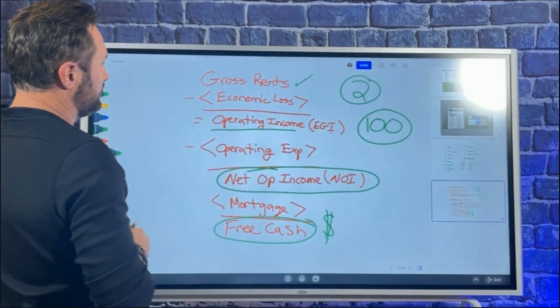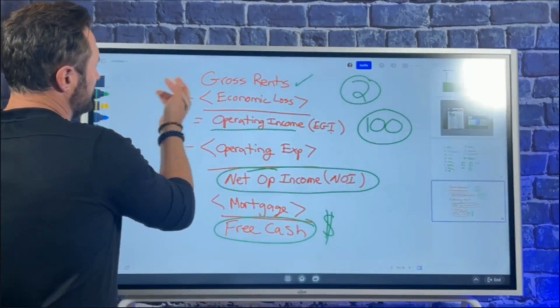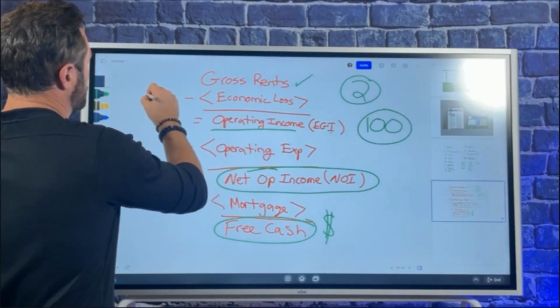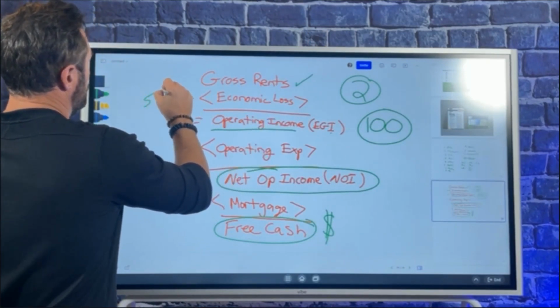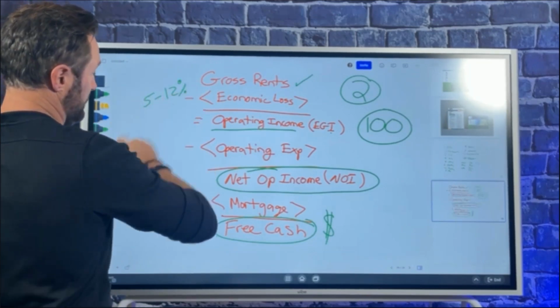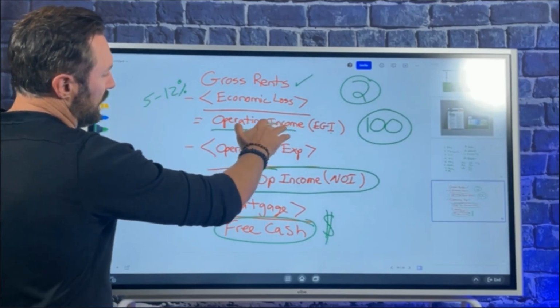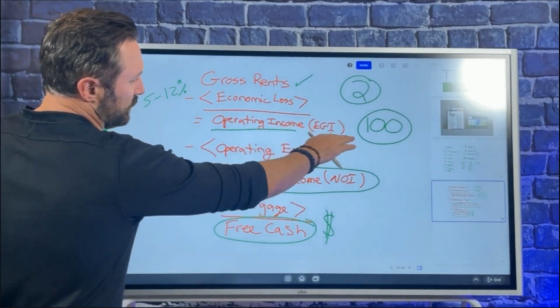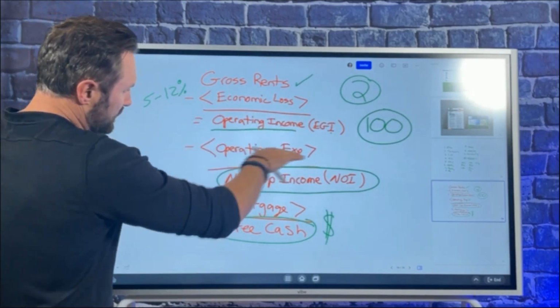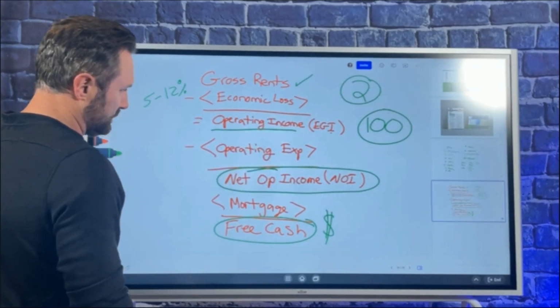That's economic loss. Typically, depending on your market, total economic loss is going to be anywhere between 5 to probably 12%. That leads you to operating income, EGI, effective gross income. These are just terminology things. Don't worry about them. Then you're going to take out your operating expenses.